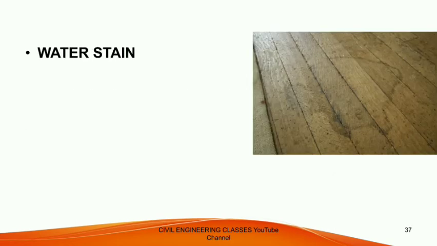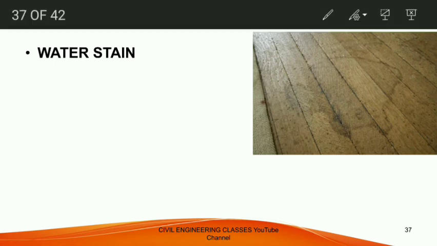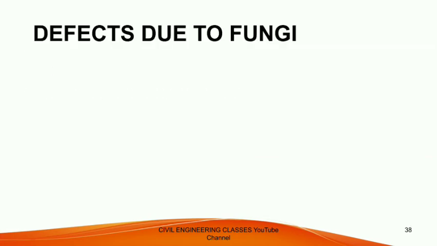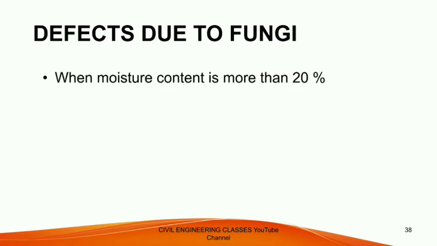Next is water stain. It is a very familiar defect, that is water stain. It is a certain discoloration when water comes into contact with timber for a long time. So we are done with the defects during seasoning, defects during conversion, and the defects due to certain natural forces. Last defect is the defect due to fungi. Let's see them one by one.